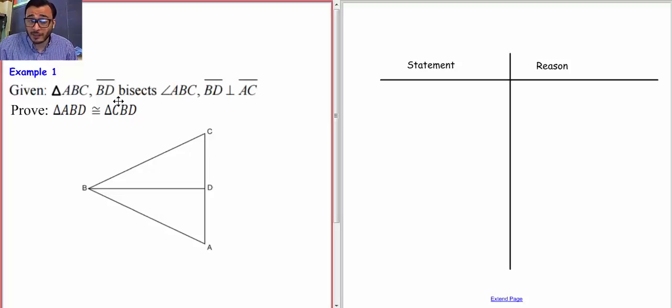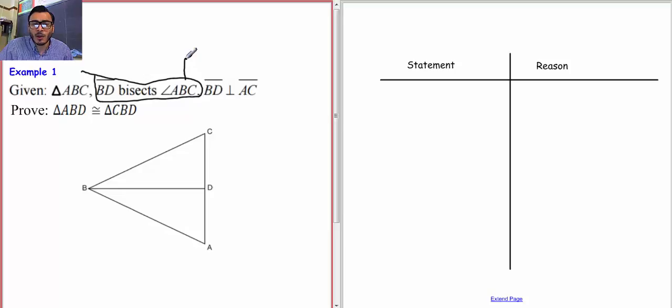So it says that BD bisects angle ABC. What do we deduce from that? What do we get from that? Well, we have an angle bisector, and an angle bisector is going to create two congruent angles. It's going to split angle B into two congruent angles. So we can deduce that this angle here is congruent to this angle here. So you see what I did there? I use what's given to draw a conclusion.